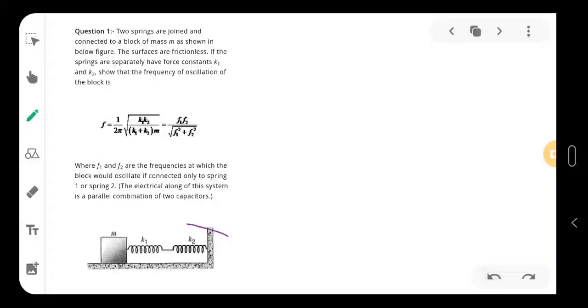See, it's kind of that problem where you have to find the equivalent constant, right? So how to find the equivalent constant? It's very easy. See, both springs are giving force to my block whose mass is m. So I can write here that force equals kx. I can write the force given by the spring with constant k1 is this, and the force given by k2 is this.